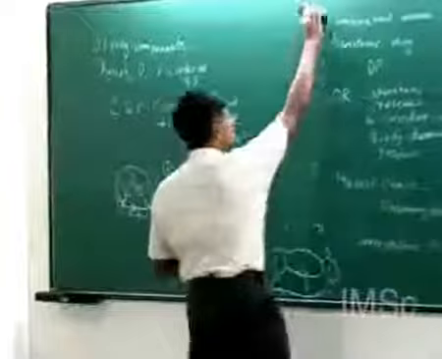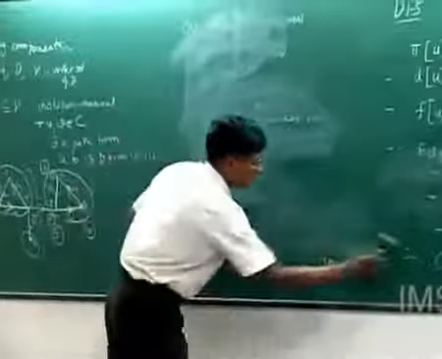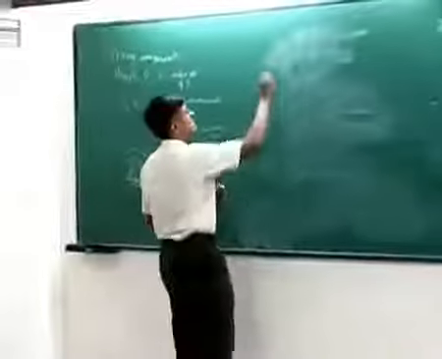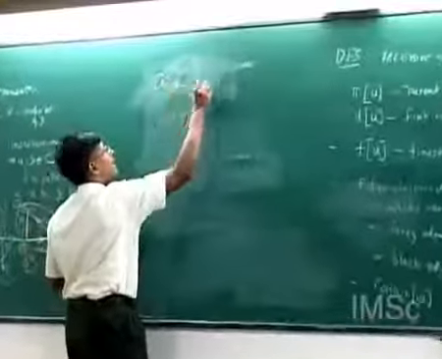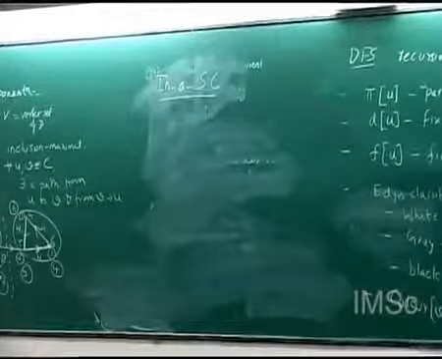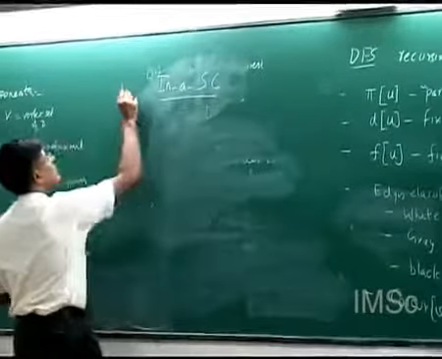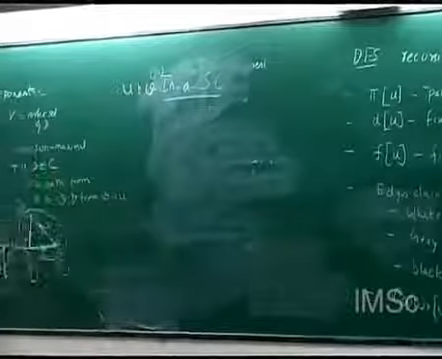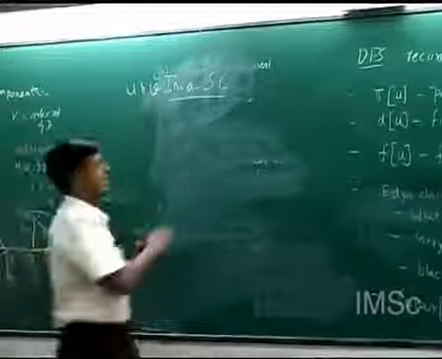So let me erase this part. So all that I am saying is this. In a strong component, which relates u and v together, u and v are in a strong component. So if you think of this as a relationship between u and v, it is an equivalence relation.